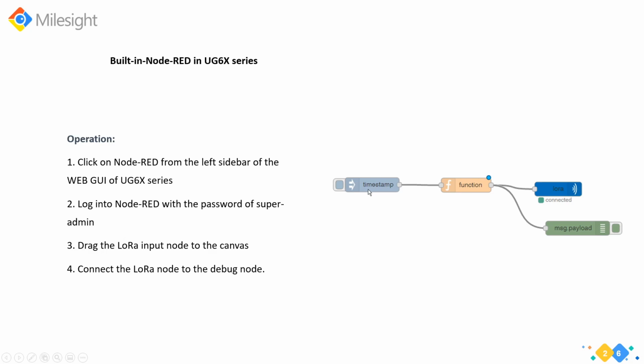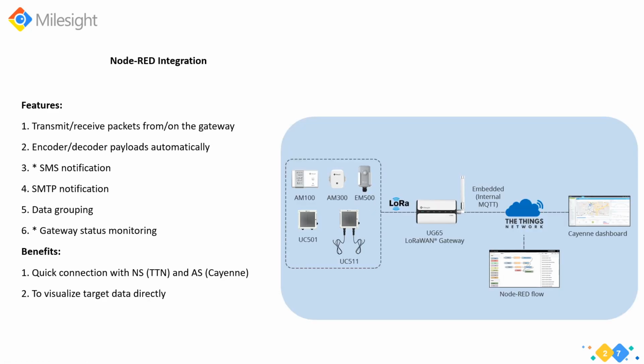Anyway, you can follow our user manual to set up receiving packets on the gateway and transmitting packets from the gateway. More details are available in our user manual. Besides that, you can also enjoy some other features like SMS notification, SMTP notification, managing data by groups, and monitoring the status of the gateway through Node-RED. And in the previous old version of the gateway, for example, if you wanted to encode and decode the payload for the applications, you had to operate it manually. Now with Node-RED, the process can be achieved automatically.